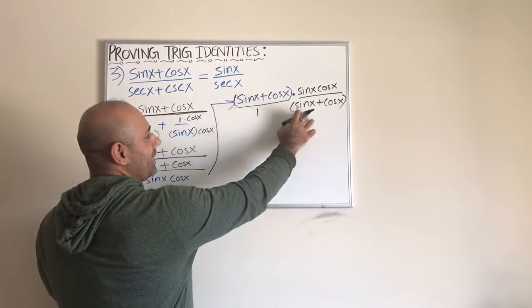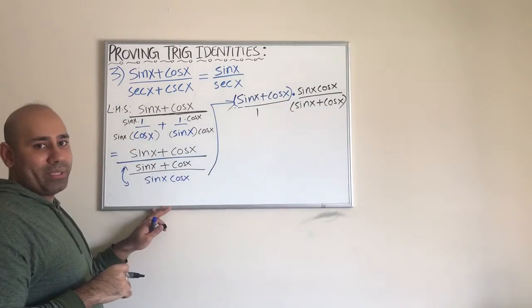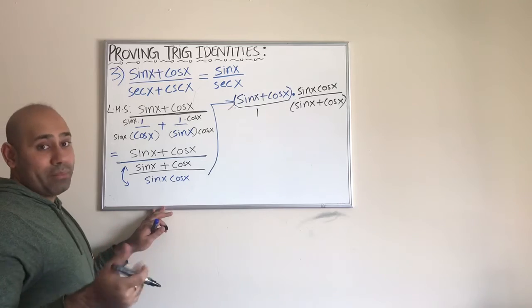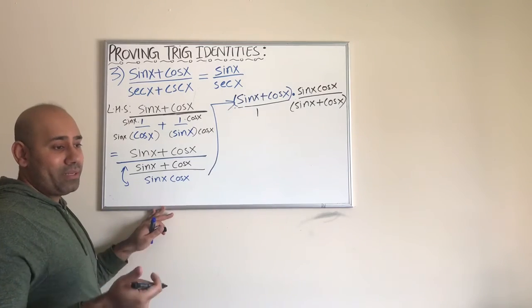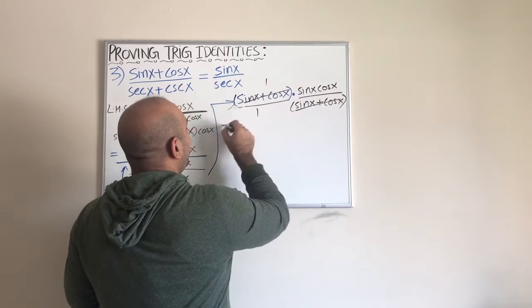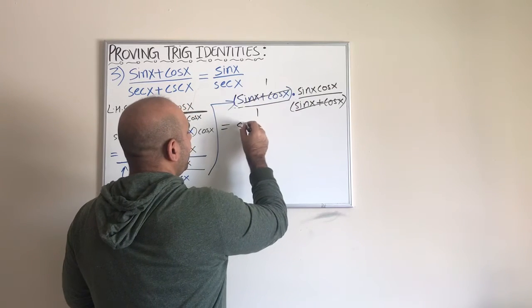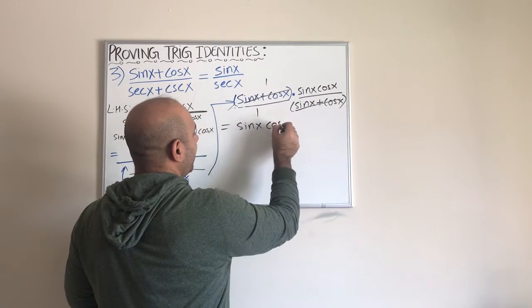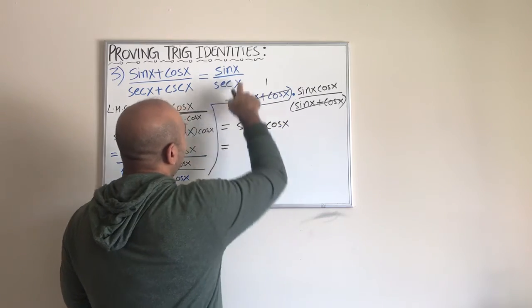Guys, this term and this term are exactly the same terms. What will happen to them? They will simply cross out. It's like a quantity divided by itself, it just crosses out, or it just gives you a 1. Then 1 times this is simply sine x cosine x. But that's not what we want this to look like.